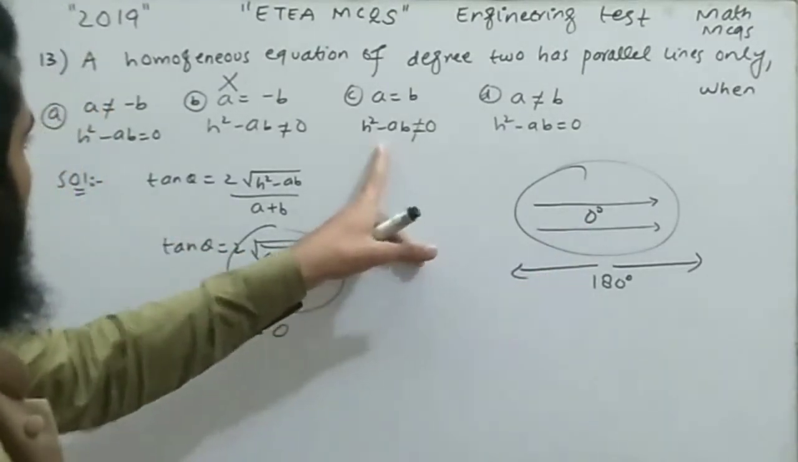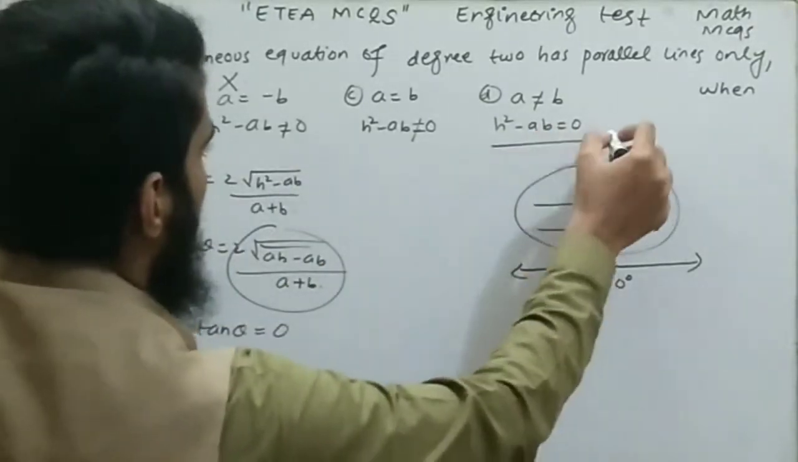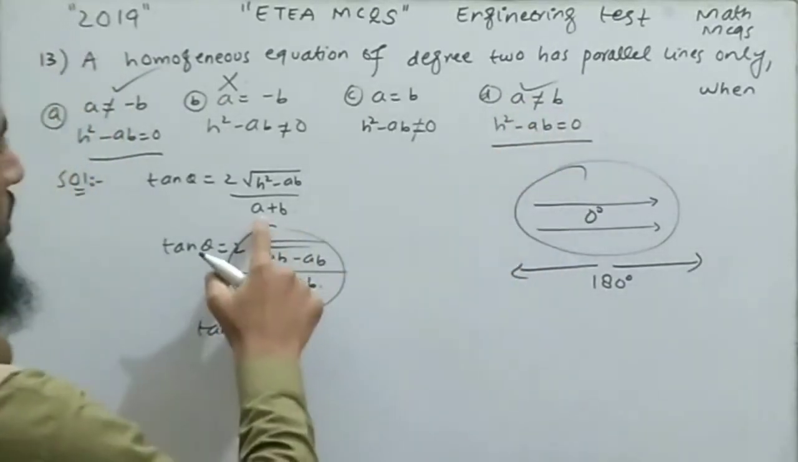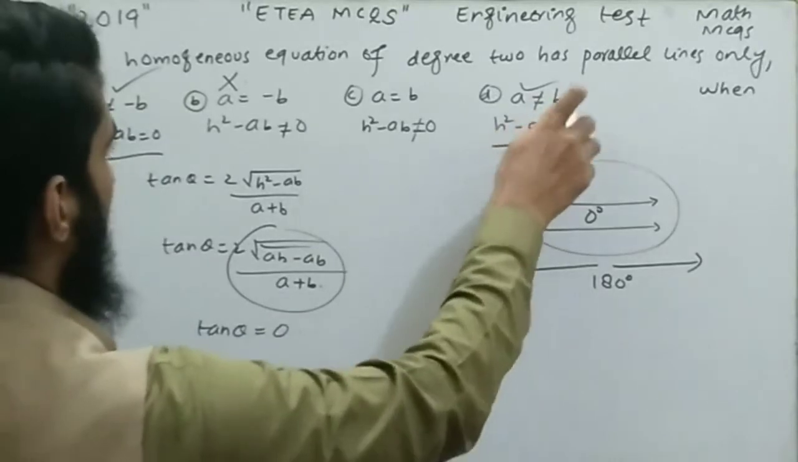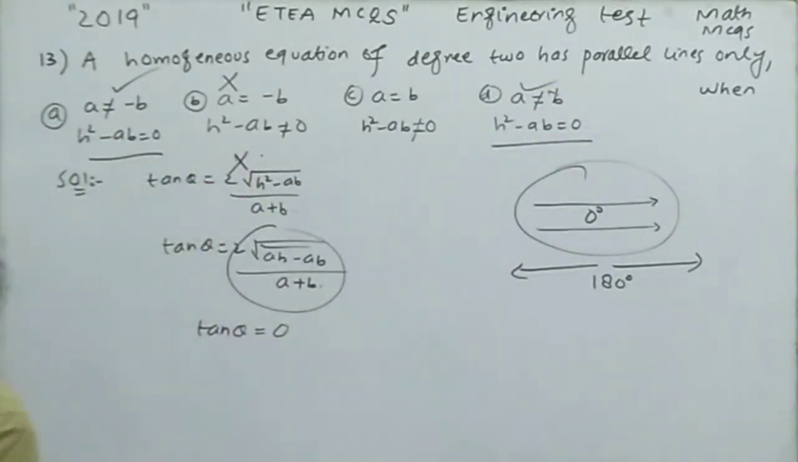Now in this option we have two options, h square minus ab is equal to 0 and h square minus ab is equal to 0. These two options are correct, but over here we have a is not equal to b, and over here if I put a is equal to negative b, this will give us not 0 degrees. It means the correct option for this MCQ is option number A.